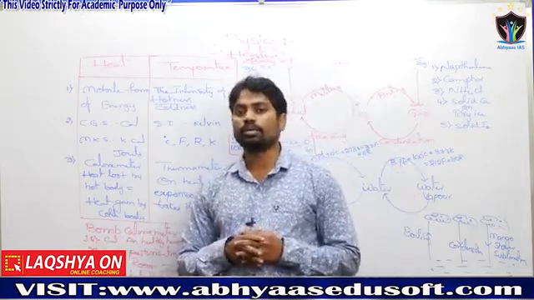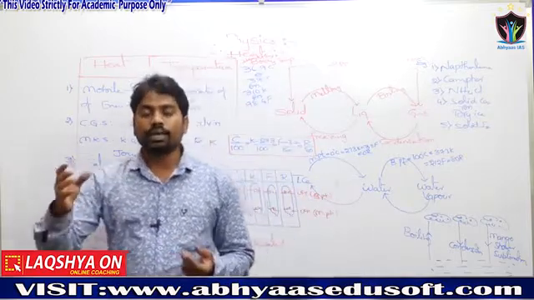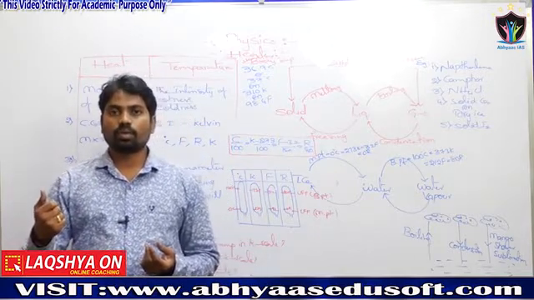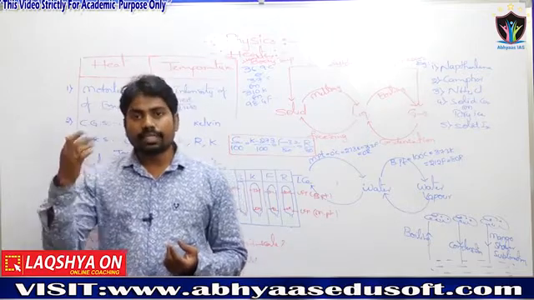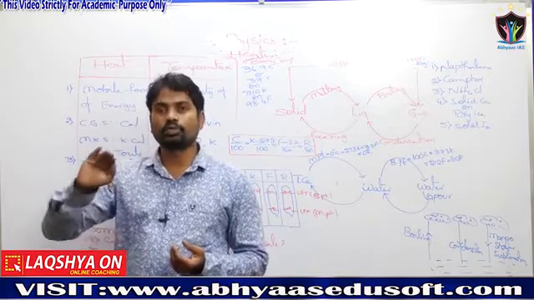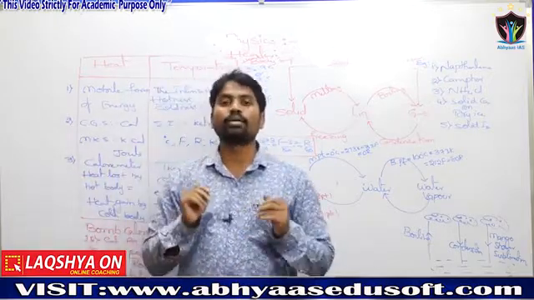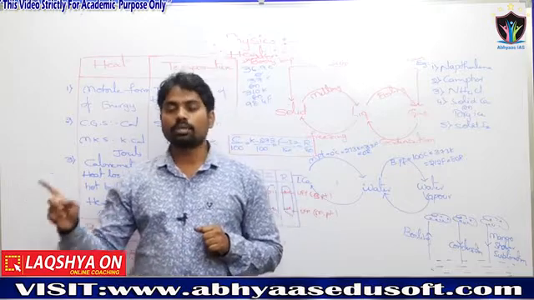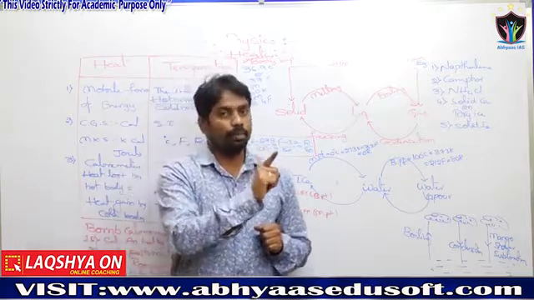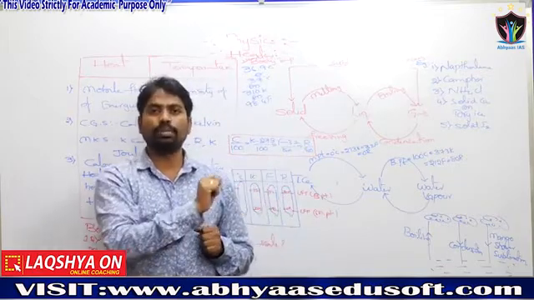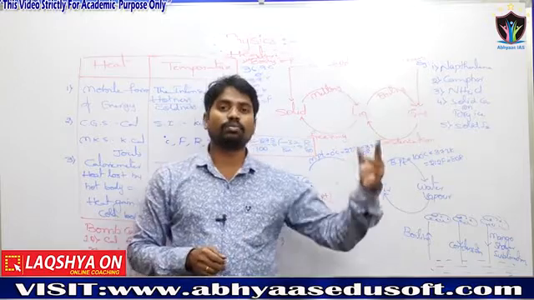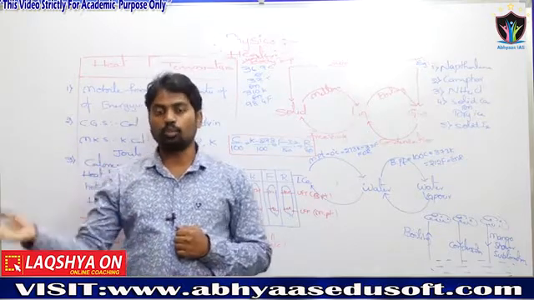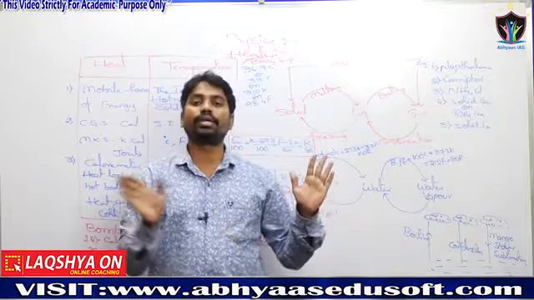What is the bomb calorimeter? Suppose 100 grams of cow milk, 100 grams of buffalo milk, 100 grams of meat, either chicken or mutton or any non-veg meat, and 100 grams of chocolate.